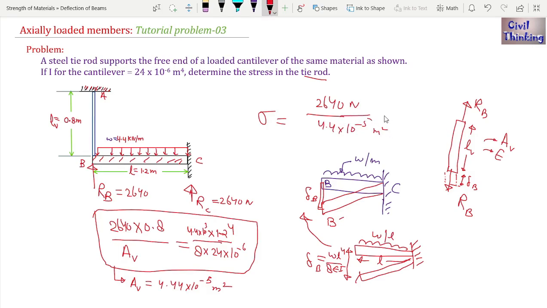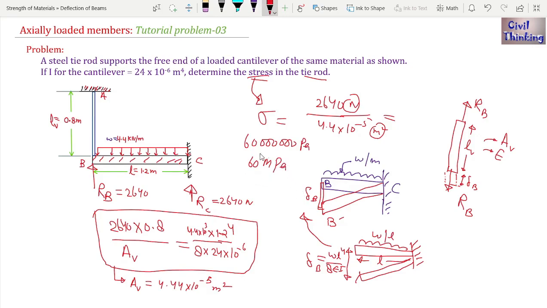Now we have both the terms, numerator and denominator, so we can easily find the stress, right? Let me use the calculator. We found sigma to be 60,000,000 Newton per meter square. Now when you convert it into mega, it is going to be 60 mega. Newton per meter square is also Pascal, so this is 60 mega Pascal.